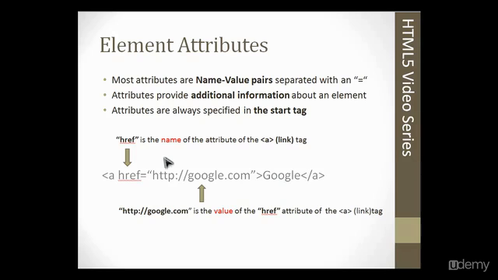So attributes, they basically just provide additional information about a tag or an element. And attributes are always specified in the start tag. They're never put in the back, in the ending tag.